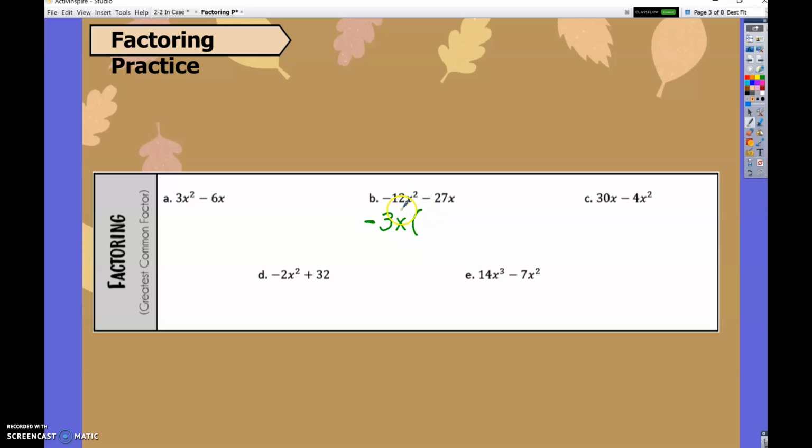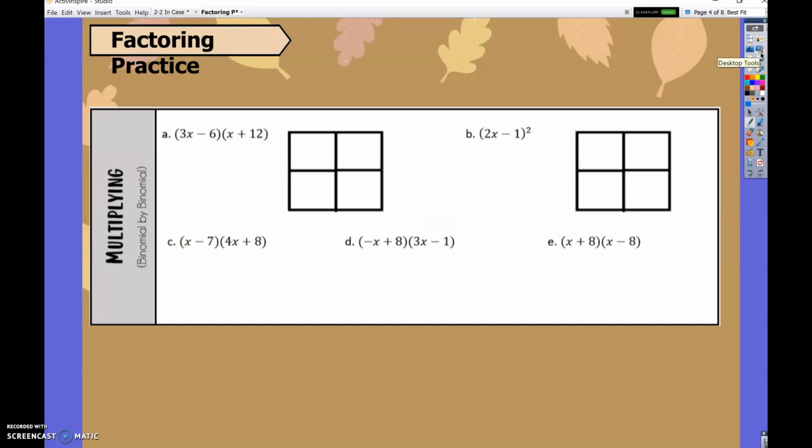So now I have to think backwards. 3x times what in this box would make negative 12x? I want to keep it a positive, and a 4 times 3 would make 12. And I need another x, because remember, x times x is x squared. Now I also would have to take negative 3x times something to give me negative 27x. Well, 9 times 3 is 27. I already have the x there. Since it's negative already, I want this to be a positive. I can always check my work by remultiplying that negative 3x back in to make sure I get the same answer as I started from.